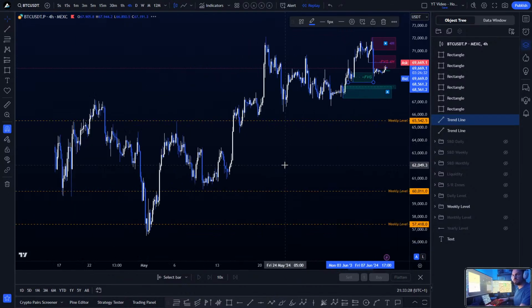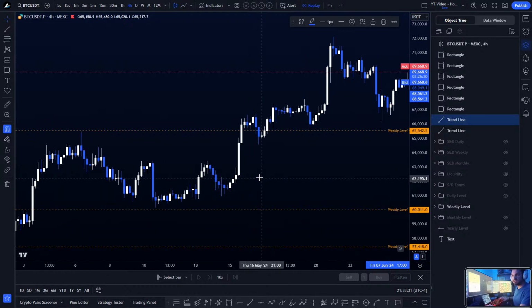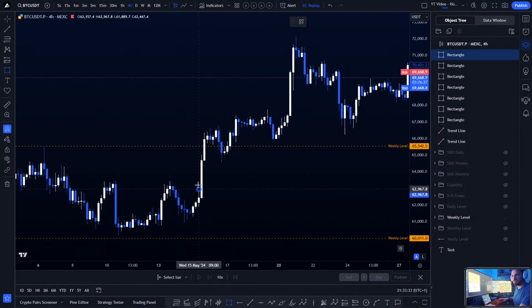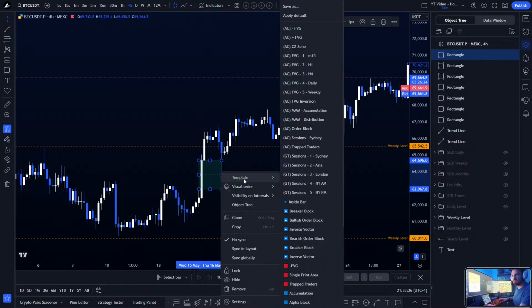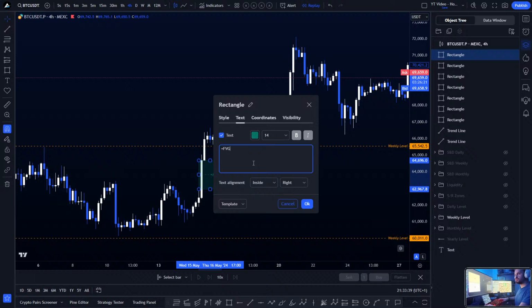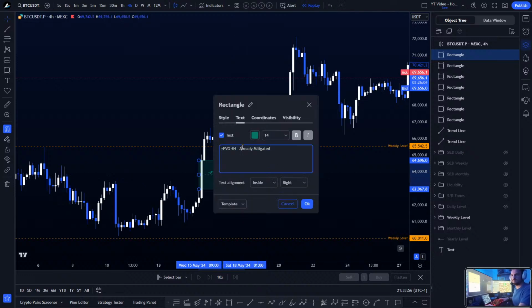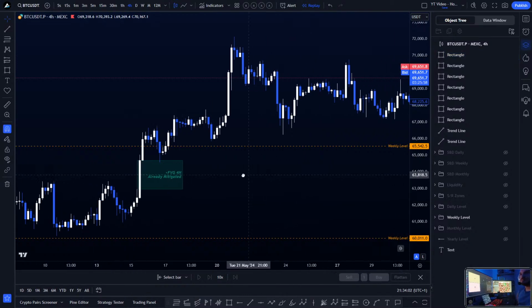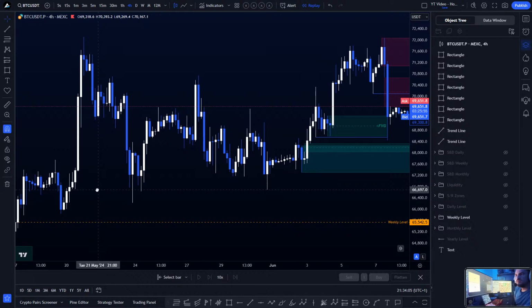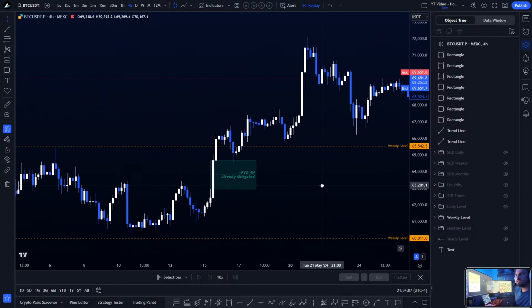Let's go further back and take a look at this, because here we have an untested one. Oh, wait, never mind, it's already mitigated. So if it's already mitigated, you know what that means. I wouldn't bet long on it. Yeah, I don't really see anything else except wicks.